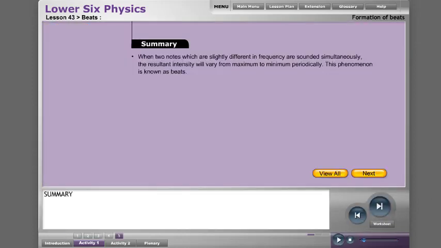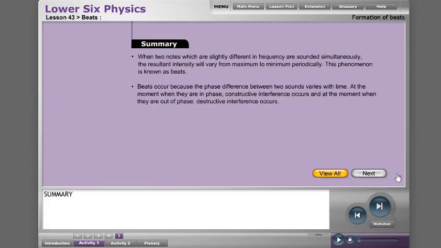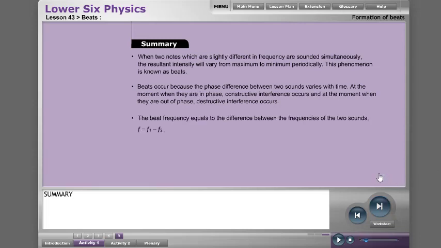Summary: when two notes which are slightly different in frequency are sounded simultaneously, the resultant intensity will vary from maximum to minimum periodically. This phenomenon is known as beats. Beats occur because the phase difference between two sounds varies with time. At the moment when they are in phase, constructive interference occurs, and at the moment when they are out of phase, destructive interference occurs. The beat frequency equals the difference between the frequencies of the two sounds, f equals f1 minus f2.